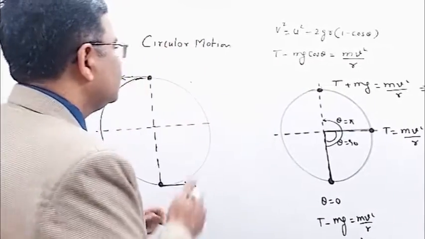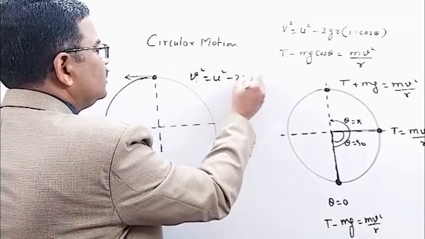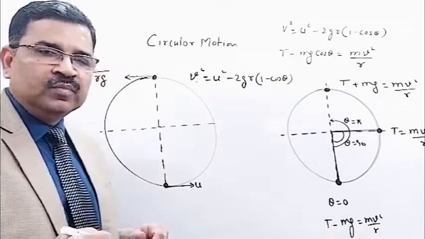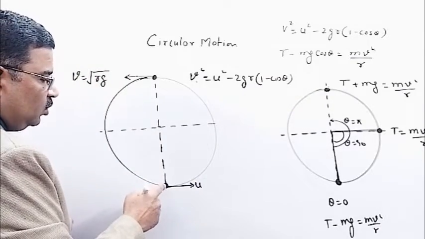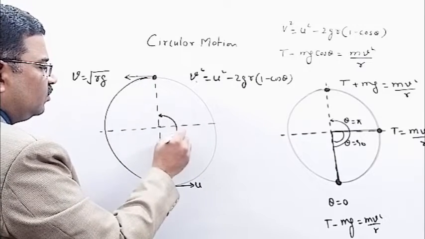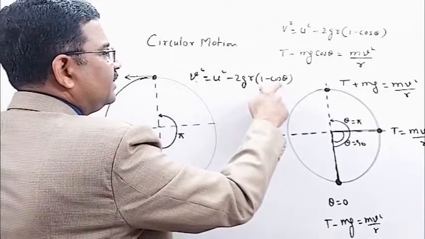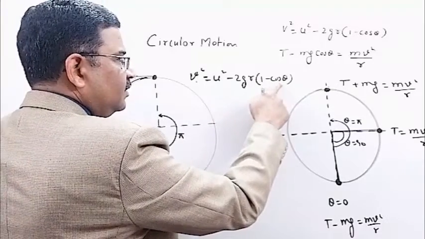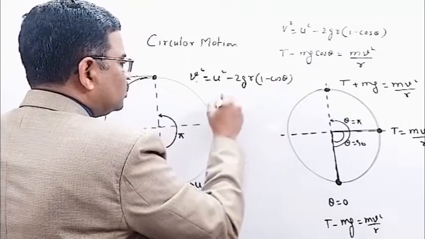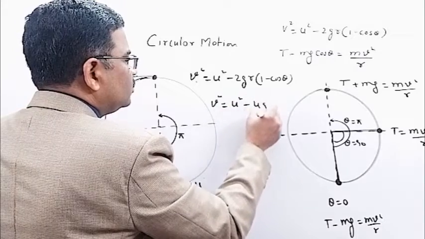So this equation says that V square is equal to U square minus 2gr (1 minus cos theta). What is theta here? So theta is the angle from the lowest point to the highest point. So this angle will be 180 degrees or pi radians. If I put here 180 degrees, cos 180 is minus 1. So this minus and minus becomes plus, so this becomes 2. So that is why V square is equal to U square minus 4gr.